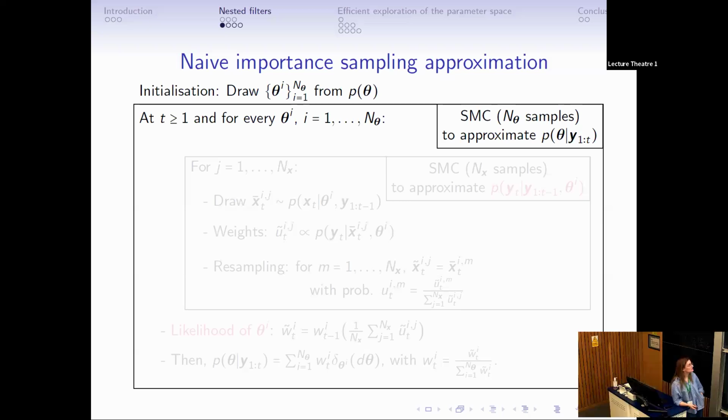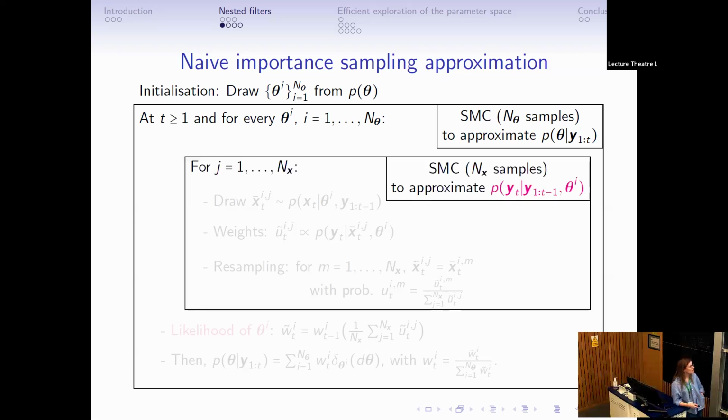So I would start by initializing the set of particles for theta from the prior. Then we have this set, and for each particle of theta, we would run one filter, or one SMC in this case. It could be anything, but let's start with SMC, or a bootstrap particle filter, that is simpler. So for each theta, I would run this filter of the state conditional on the particle.